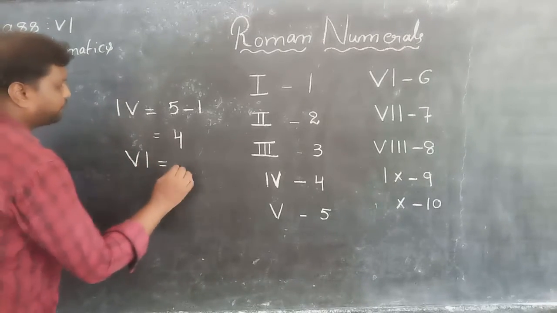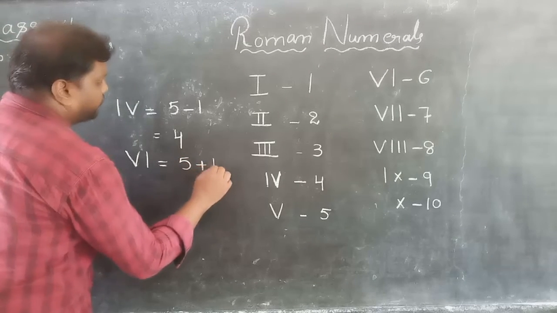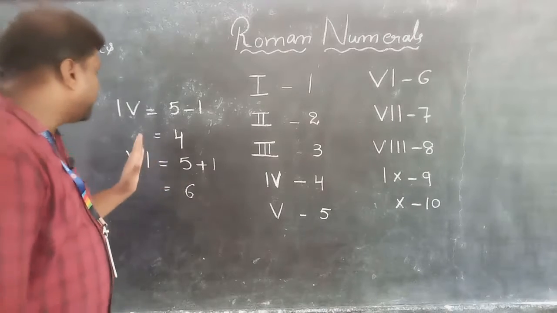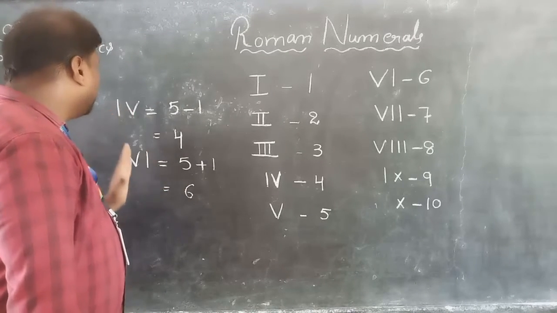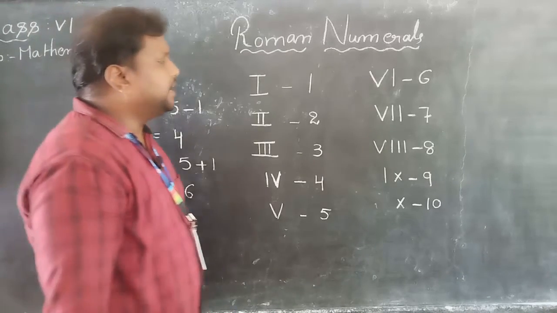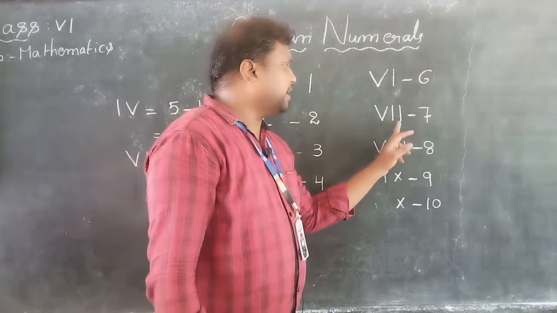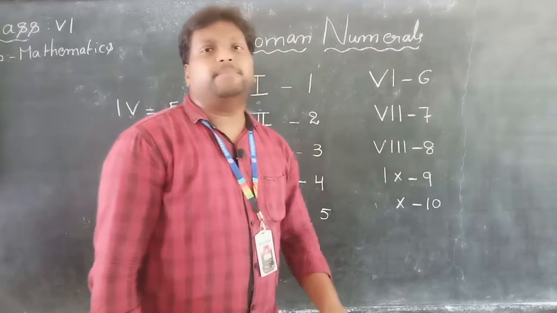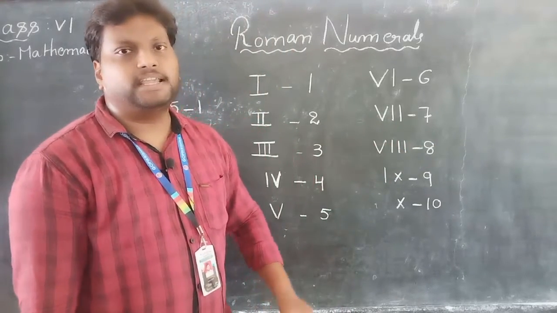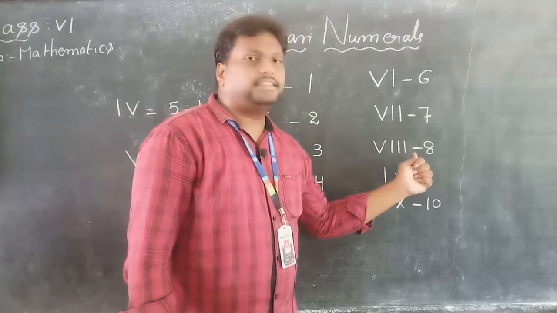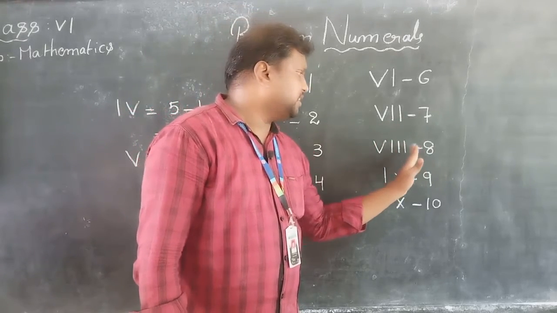Same for 6: this is 5 with 1 after it, so VI is 6. I means 1, V means 5. Like that, V followed by double I is VII. Right side means the operation is addition, that's why it is 7. Next, V with 3 after it means 8, that is 5 plus 3.